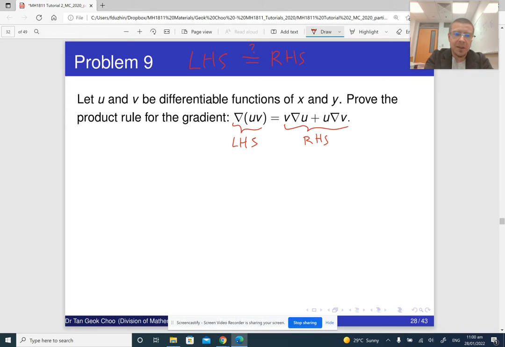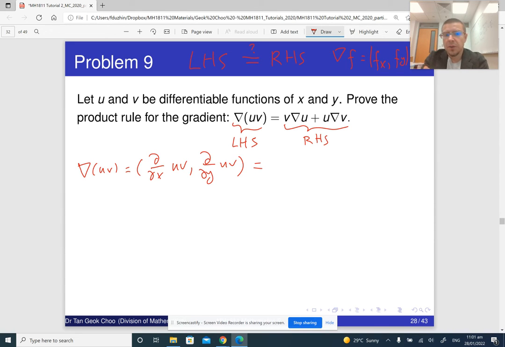Okay, so the left hand side is nabla of uv. A nabla of anything is by definition the vector whose entries are partial derivatives of f with respect to x and y, right? So nabla of uv is the vector whose entries are partial derivatives. Let me write it with d over dx of uv, maybe it's clearer, and d over dy of uv.